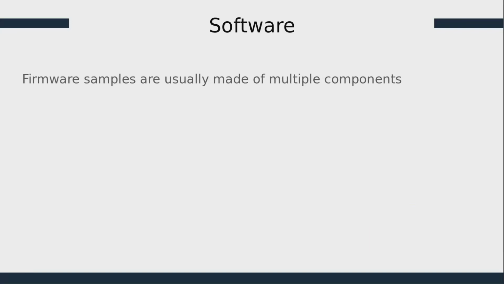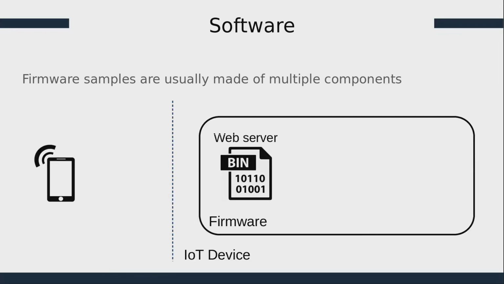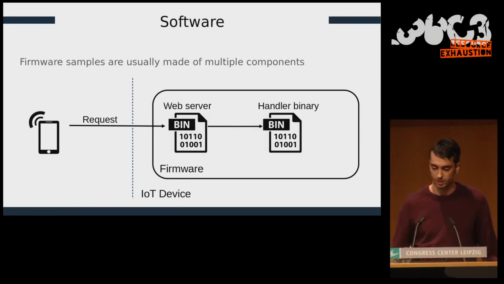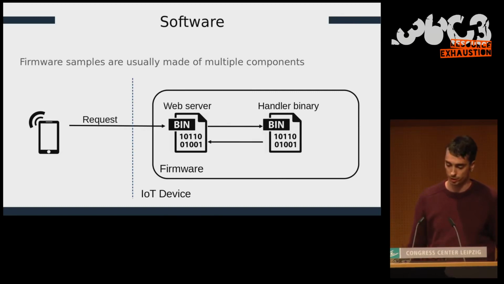In any case, firmware samples are usually made of multiple components. For instance, let's say that you have your smartphone and you send a request to your IoT device. This request will be received by a binary, which we term the border binary, which in this example is a web server. The request will be received, parsed, and then it might be sent to another binary called the handler binary, which will take the request, work on it, produce an answer, and send it back to the web server, which in turn will produce a response to send to the smartphone.